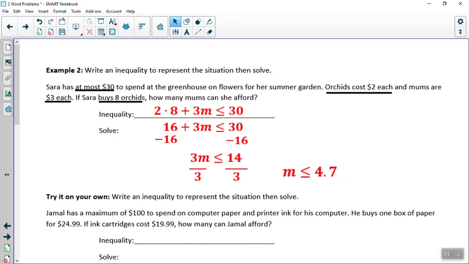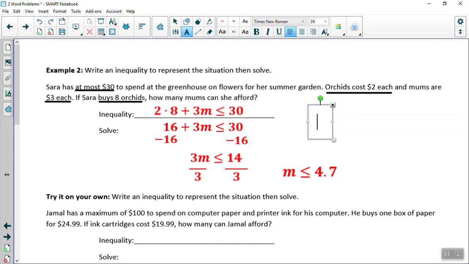4.7. Now this is where we have to look carefully, and we're not going to just round. We have to look at this less than symbol. So she can afford to buy less than or equal to 4.7. I can't round this up to 5 because that's more than what she can buy. So we would then have to say that Sarah can buy at most 4 mums.